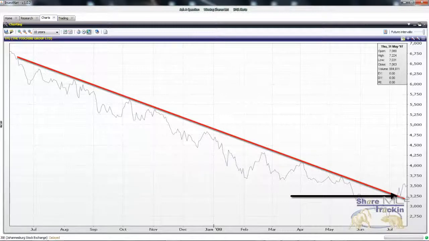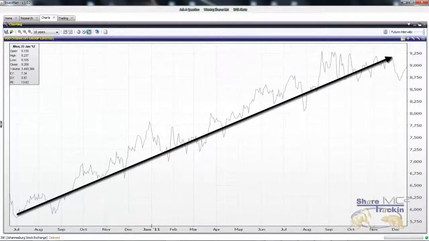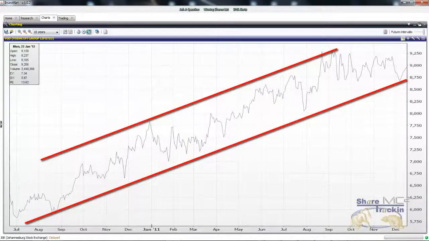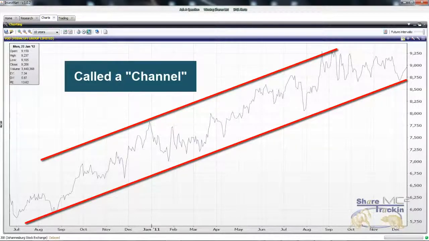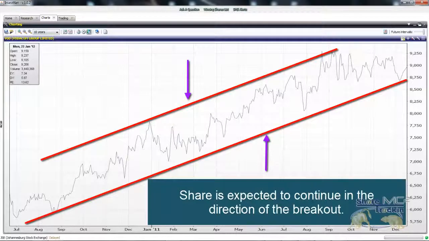Now let us consider another chart. This chart is in a strong upward trend between two parallel rising trend lines. This is what technical analysts call a channel. Channels can be either upward or downward. And once again, the breakout occurs where either the upper or lower trend line is broken, and the share is expected to continue in the direction of the breakout.